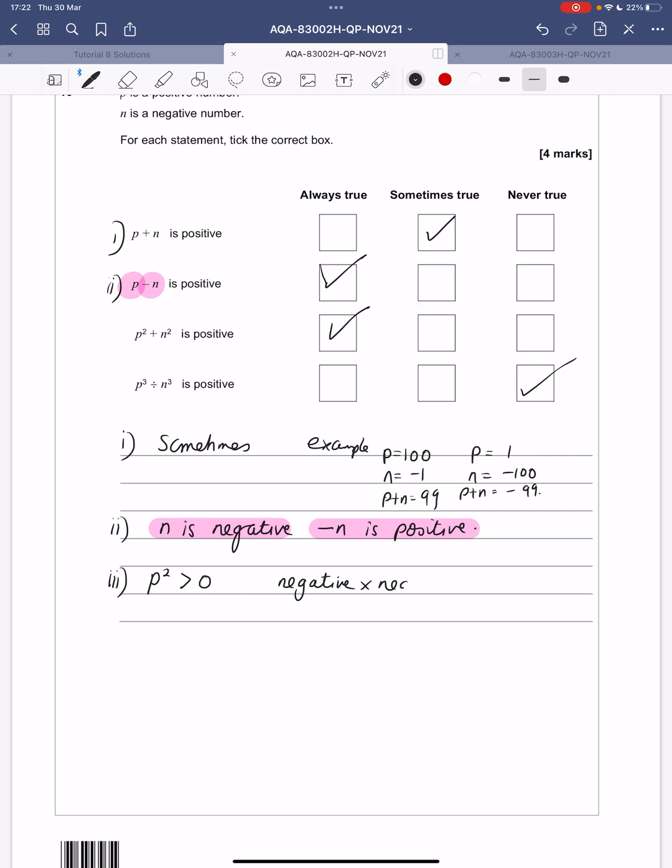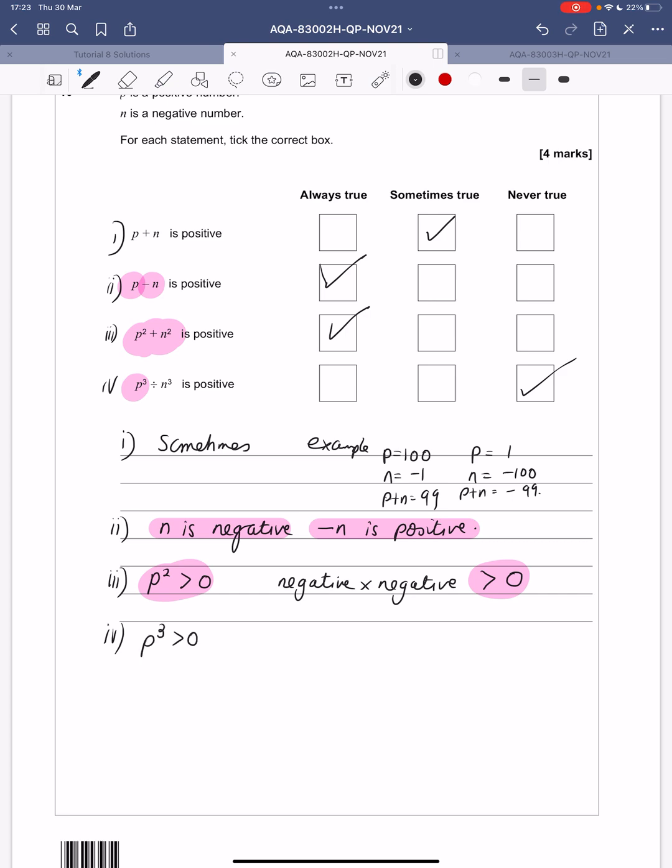A negative number squared is the negative times itself, which again is positive. P squared is positive, and negative squared is positive. So that's going to be positive when you add them together. And number 4, that was positive. P cubed is positive.